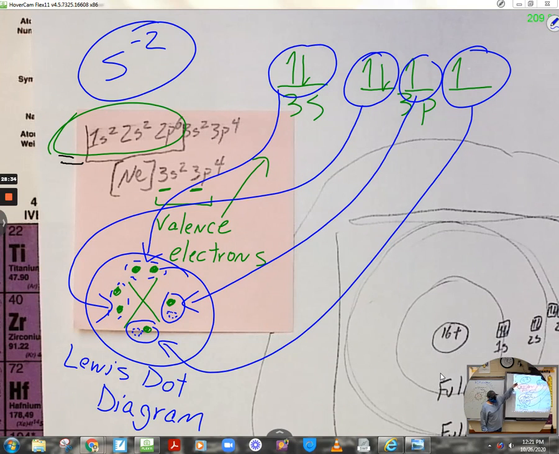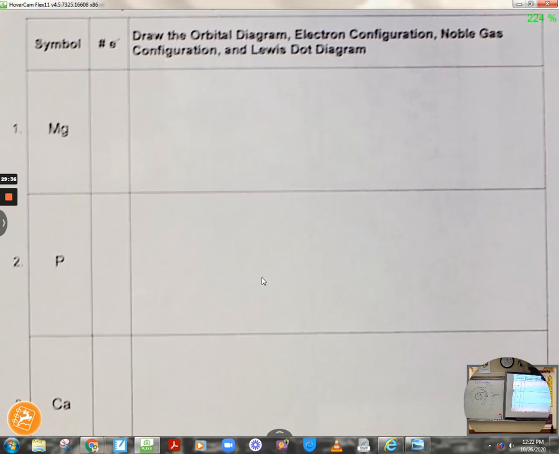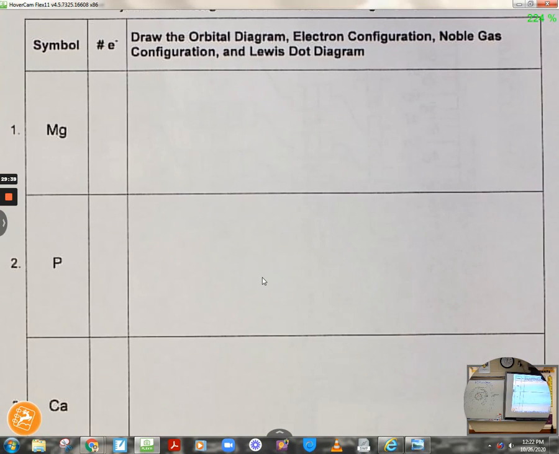I'm actually jumping way ahead here, but I want to show you how it all ties back together, because we're going to be taking running leaps going forward from here. Now, we're going to work some examples on the paper that I gave to you, so nobody panic if you don't quite completely get this yet, but does anyone have any questions? For each one of these, we're going to need to draw the orbital diagram, the electron configuration, the noble gas configuration, and the Lewis dot diagram.